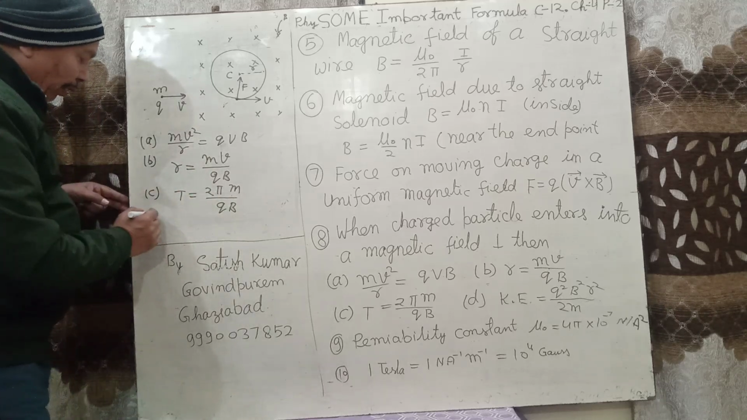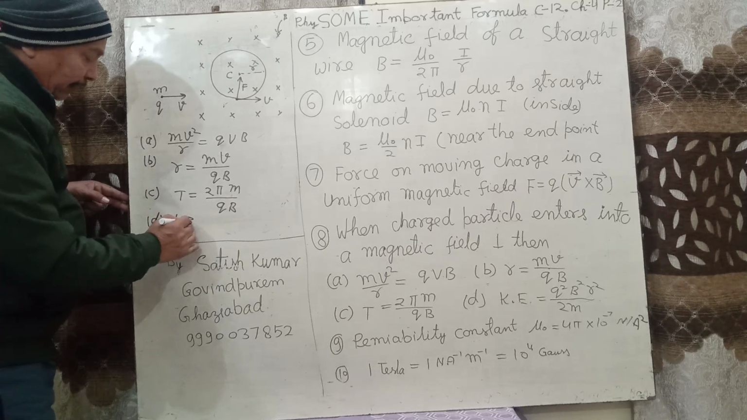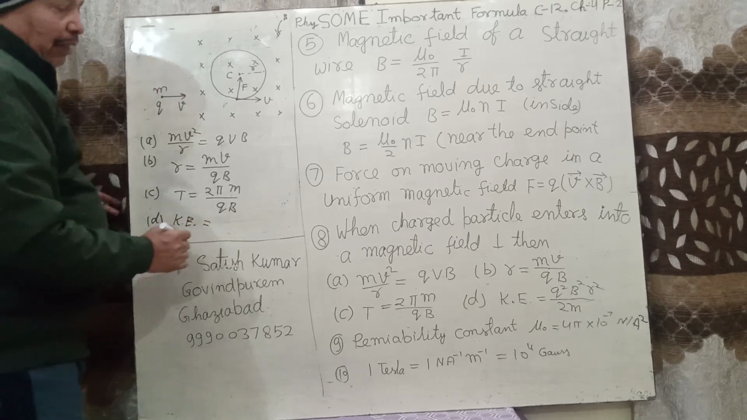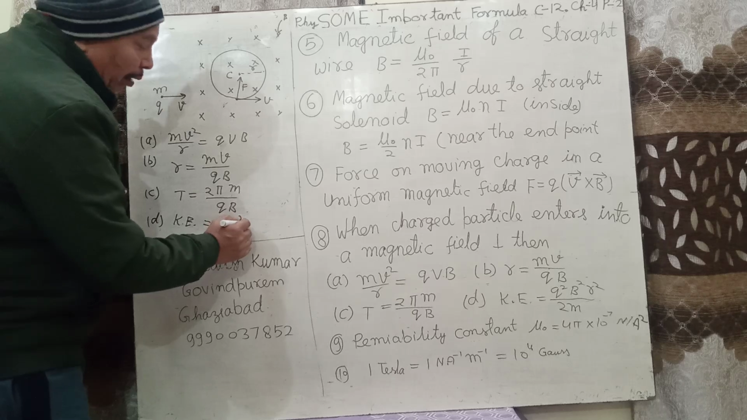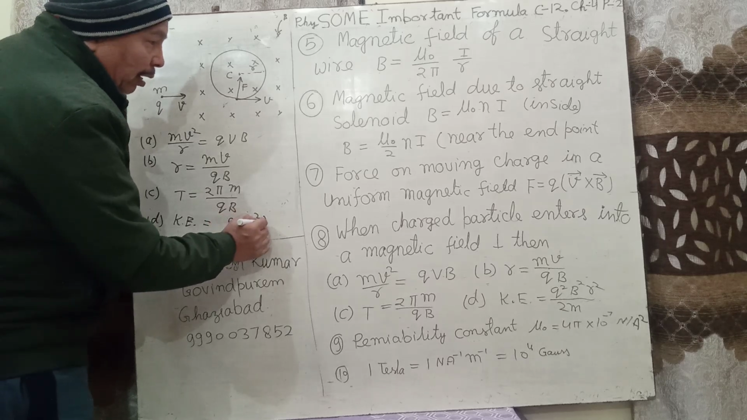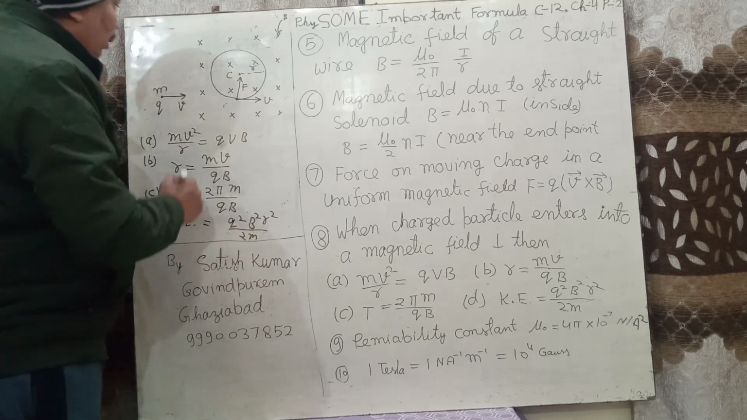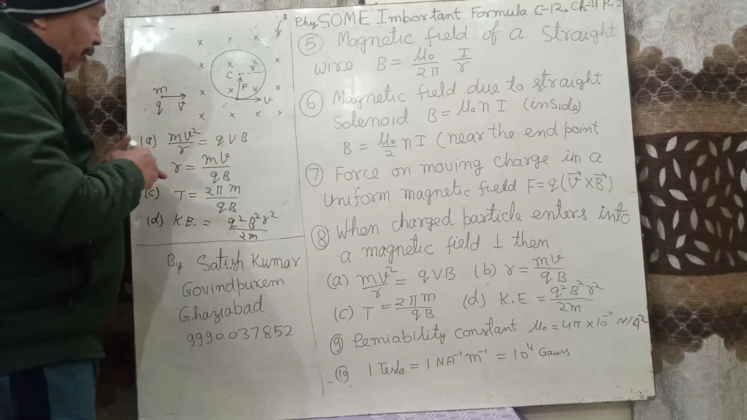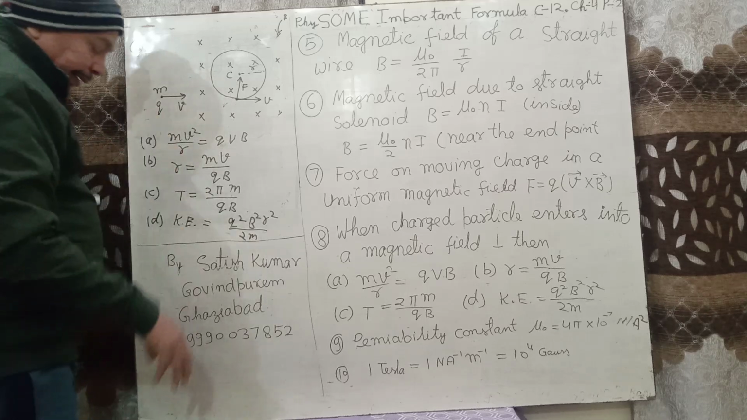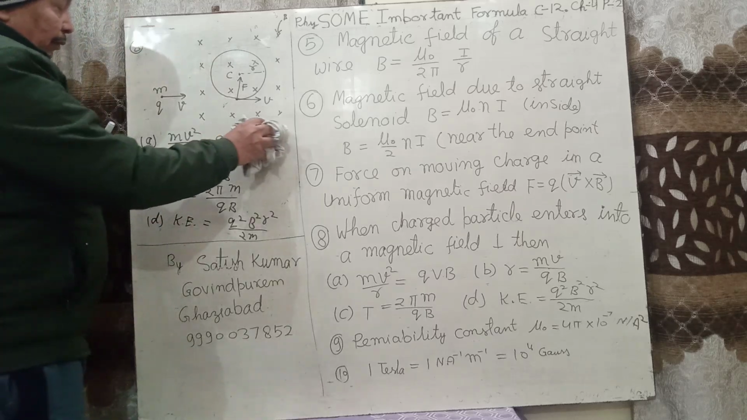Now the kinetic energy of the particle is q square B square r square upon 2m. These are 4 formulas.